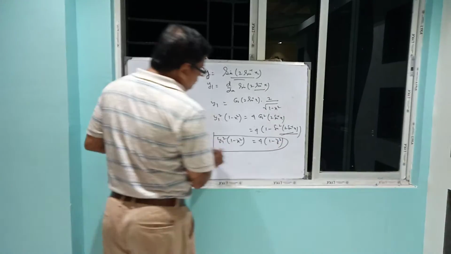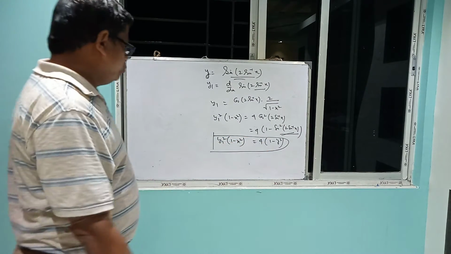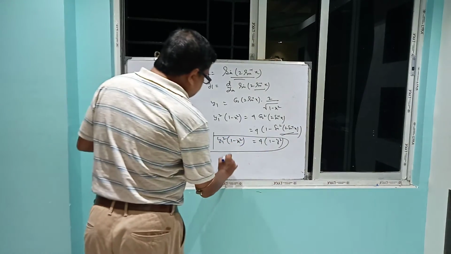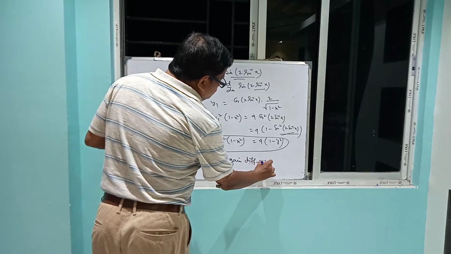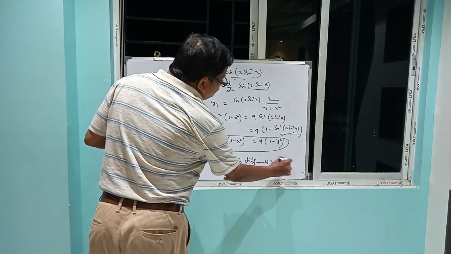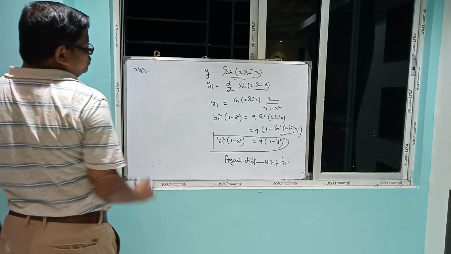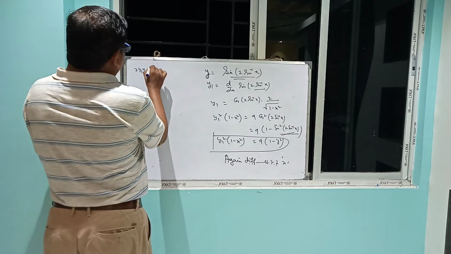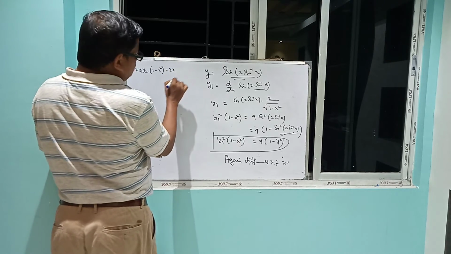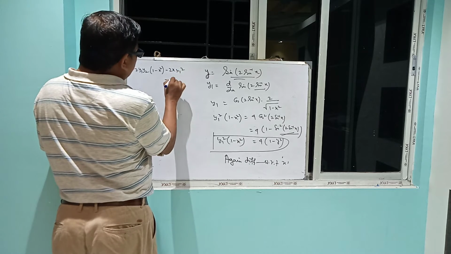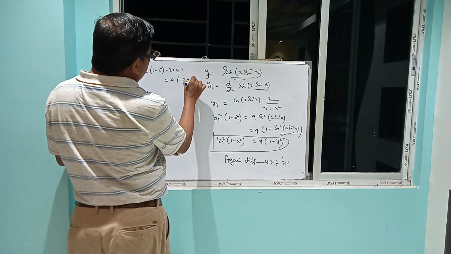Again, this part you have to differentiate with respect to x. So write, again differentiate with respect to x. So 2y1 y2 (1 minus x square) minus twice x y1 square equals 0 minus 8y y1.